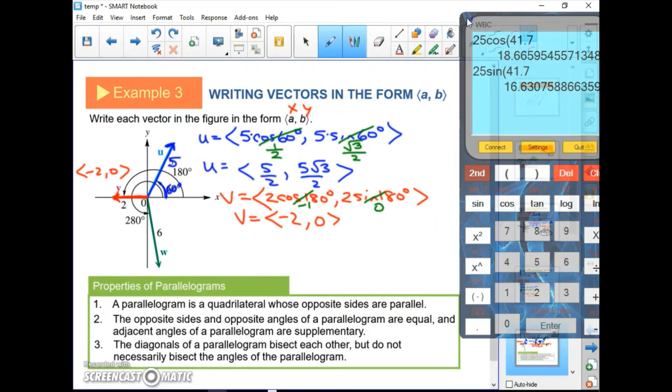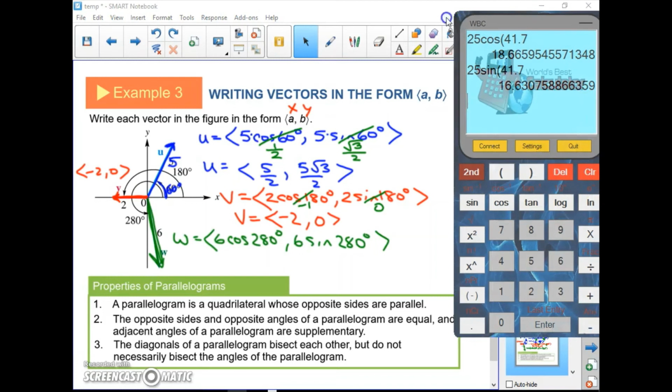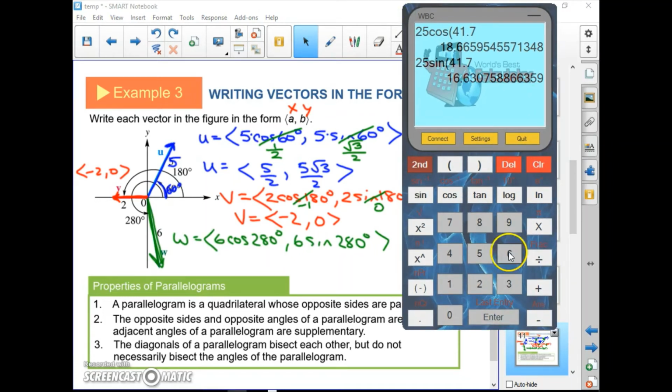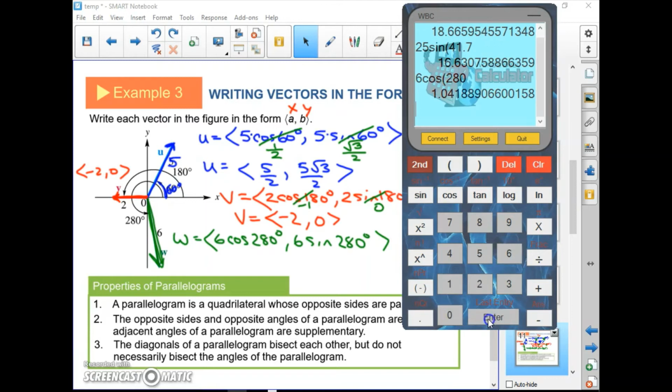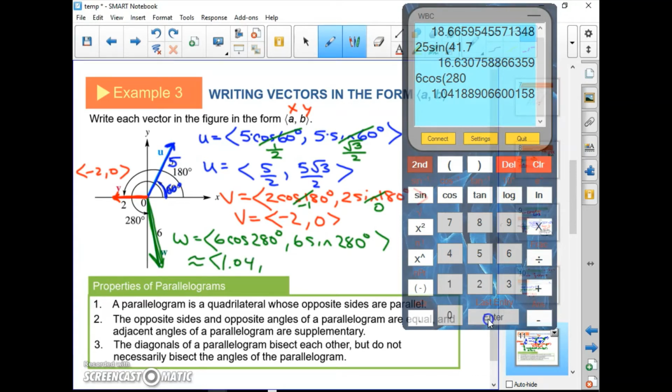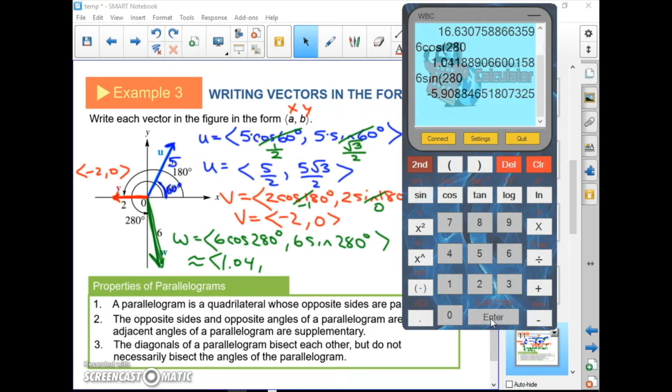So then we've got 280, we've got vector W, which is the green one down here, and that's going to be 6 cosine 280, 6 sine 280. And I'm not even going to mess with the chart or whatever, I'm just going to type this in. 6 cosine 280 is a nasty looking decimal. So let's round off to 1.04 for the x component, and 6 sine 280, -5.91 for the y component.